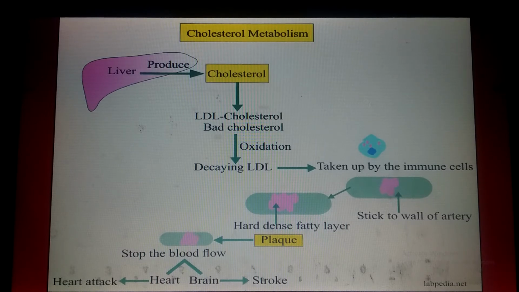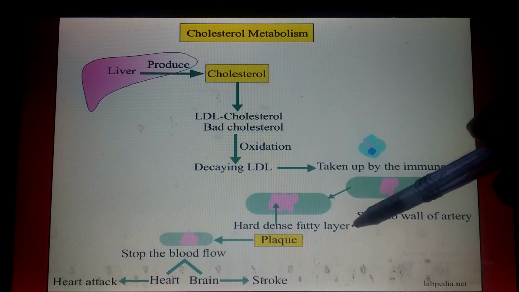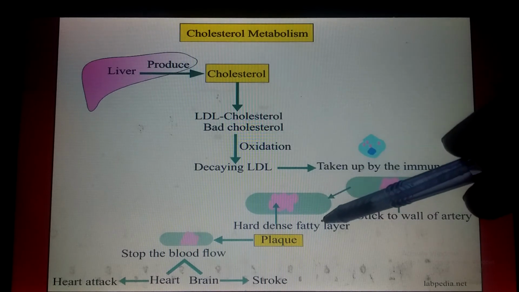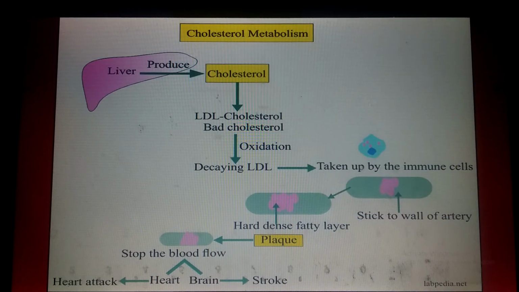If the cholesterol does not undergo the proper oxidation, what will happen? It will stick to the wall of the artery and produce the plaque, fatty layers in the, you can see here, in the artery. Then what will happen? It blocks the artery and leads to the stroke and heart attack. Is it clear? Okay.